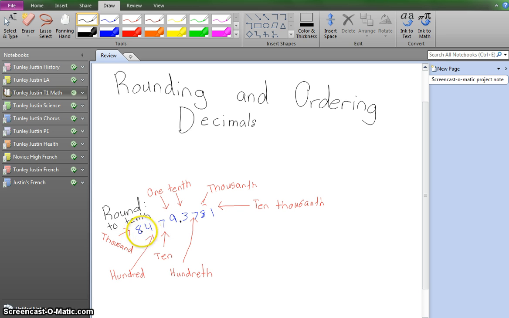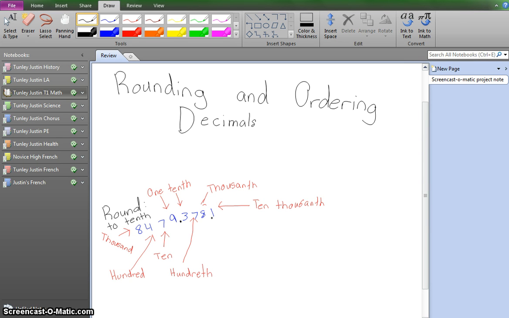So this number here is 8,479.3781. We know this is a decimal because of right here. This is a decimal point. It looks like a period. It shows that it's a decimal, and this is the whole number right here, and this is the stuff that's left over, the numbers that are left over.